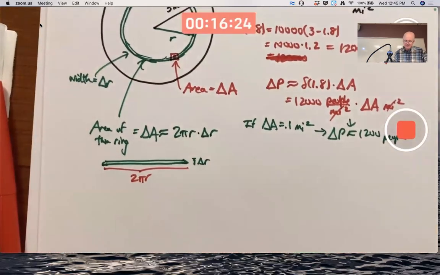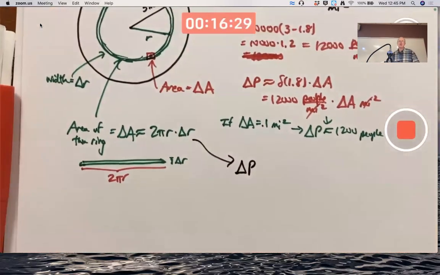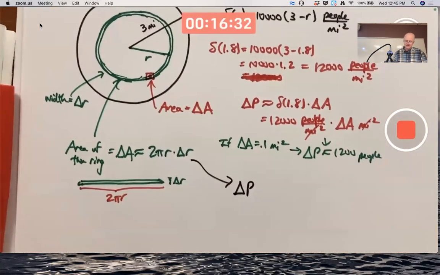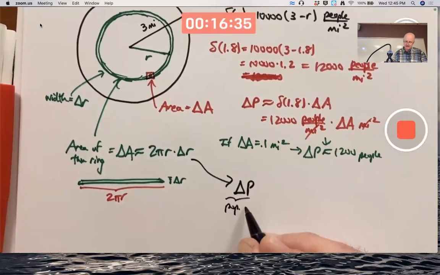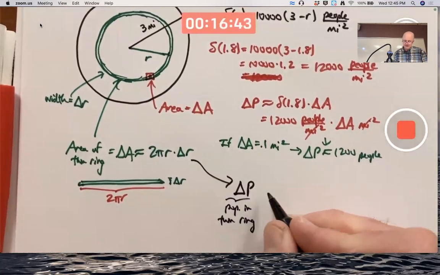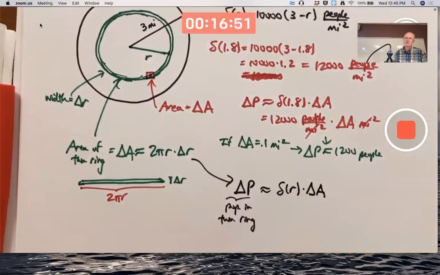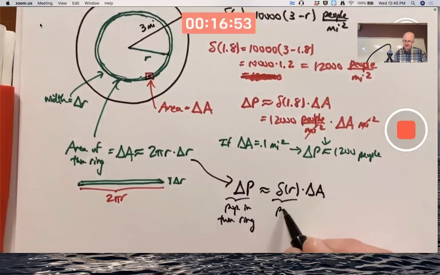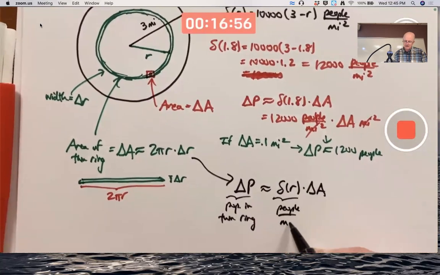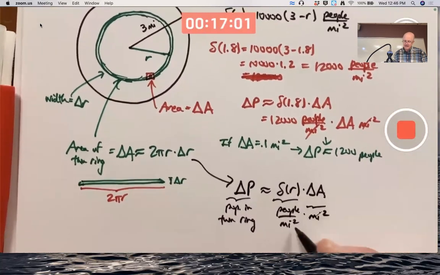Use this now. That means delta P, P for population, population in thin ring, population instead of a mass this time. It's approximately delta of R times delta A. Right, this is in people per square mile. This is in square miles, and the square miles would cancel, giving you units of people.